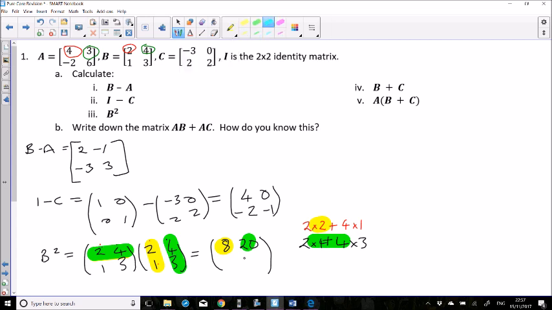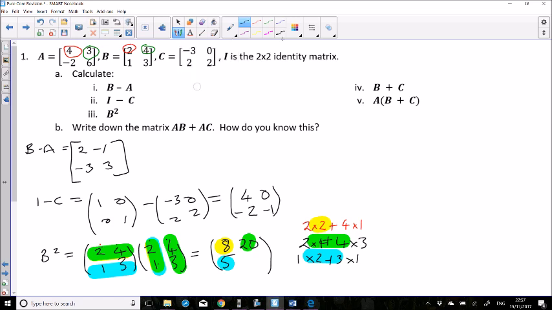Right, now we're going to do bottom left. Now this is in row 2, but column 1. So I'm going to multiply those ones together. So that's 1 times 2 plus 3 times 1. So that's going to be 5.